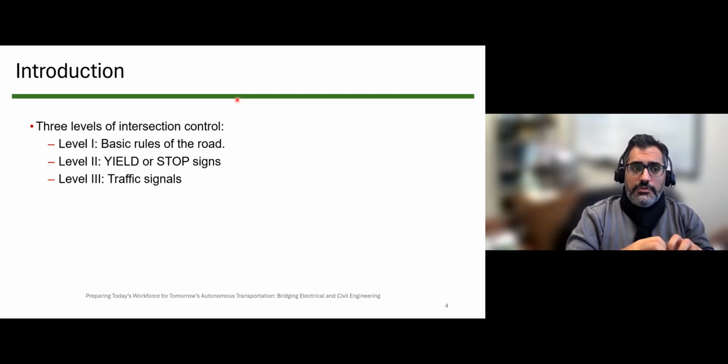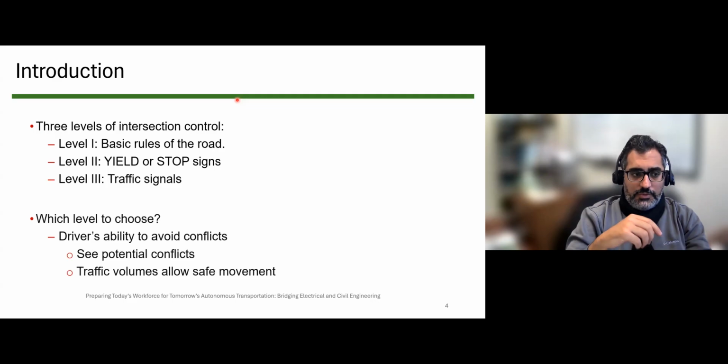Level two would be yield or stop signs. If we find out that rules of the road are not enough, that the drivers cannot make a safe decision based on the existing conditions, then we may apply yield, or if yield is not enough, stop signs, maybe on two approaches or maybe all four approaches. All approaches will be controlled by stop signs. And the ultimate way to control intersections would be traffic signals.